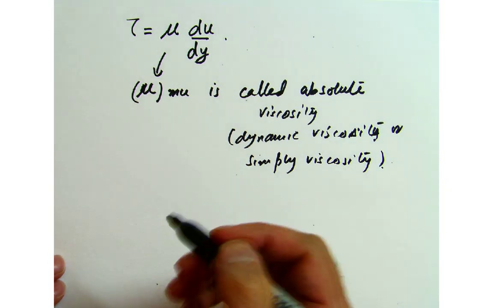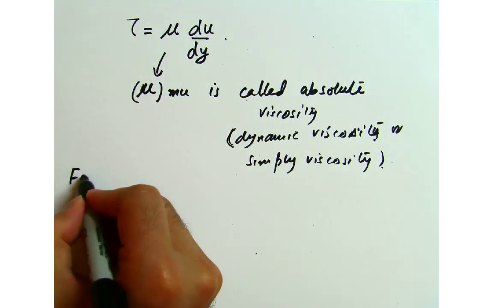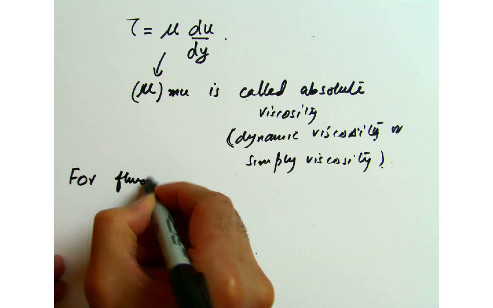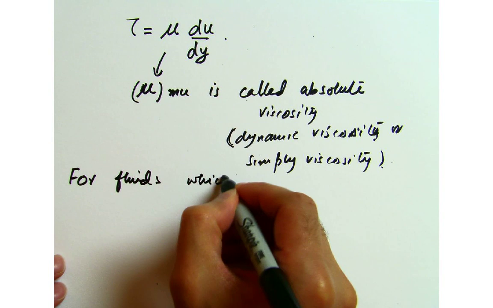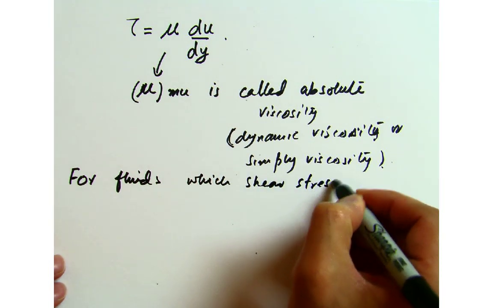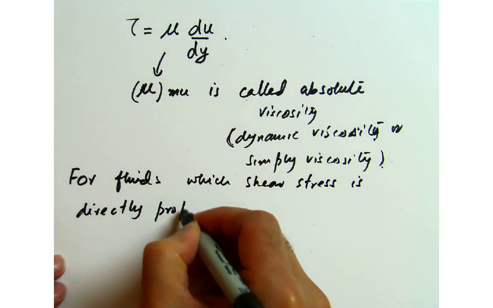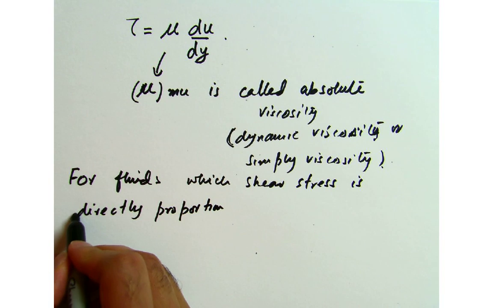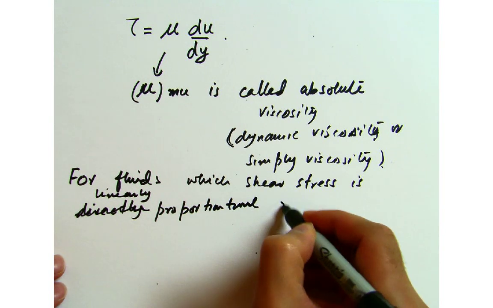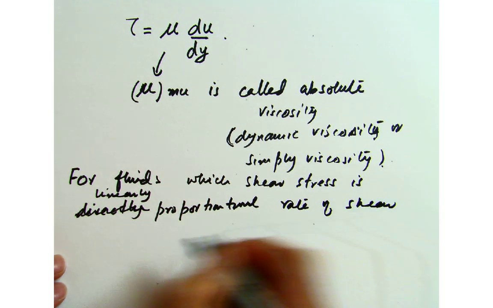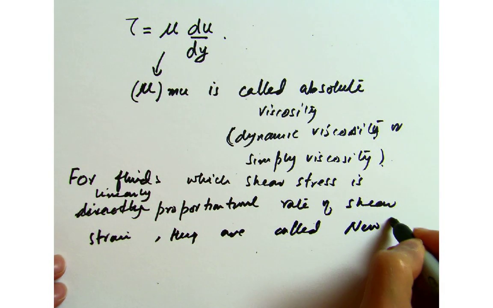We will talk a little bit more about that. But for fluids, this is important: fluids for which shear stress is linearly proportional to the rate of shear strain are called Newtonian fluids.